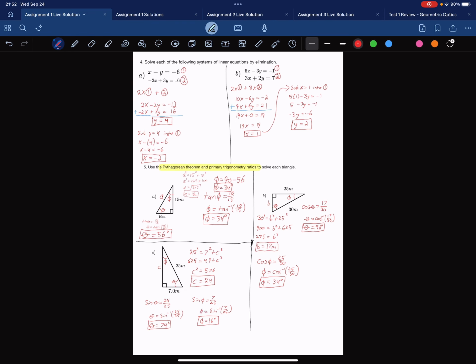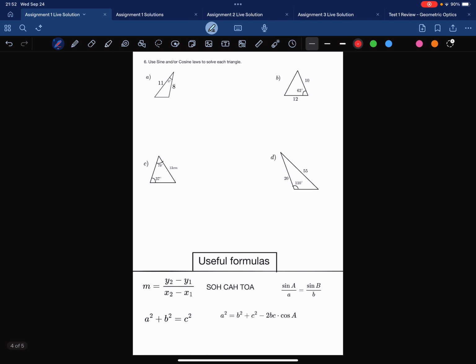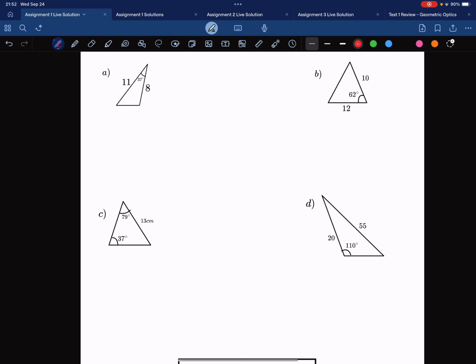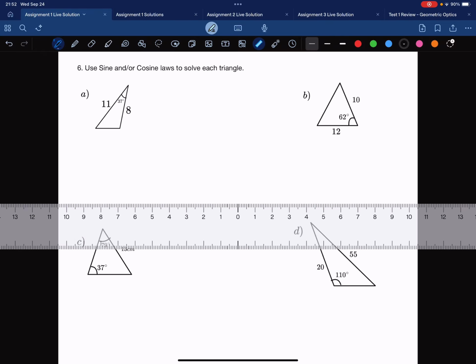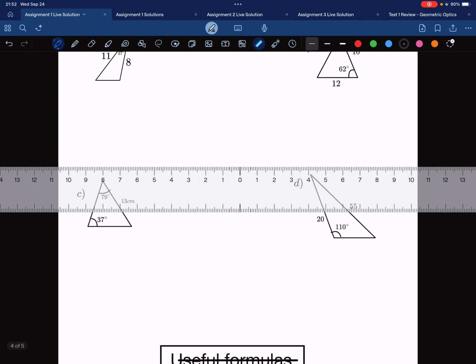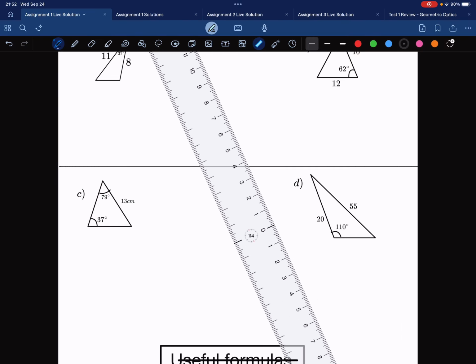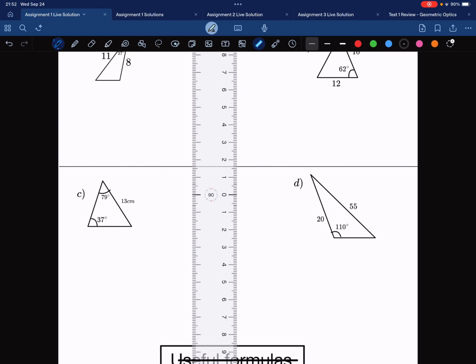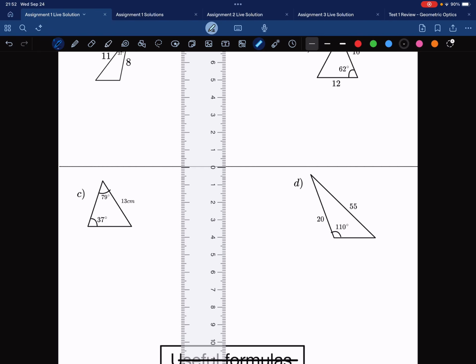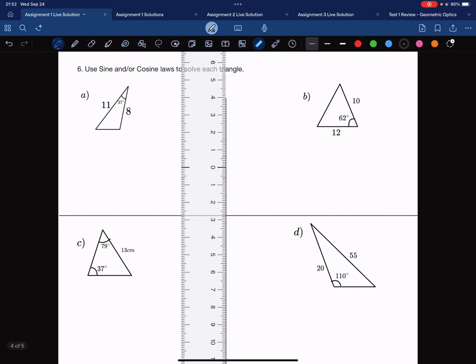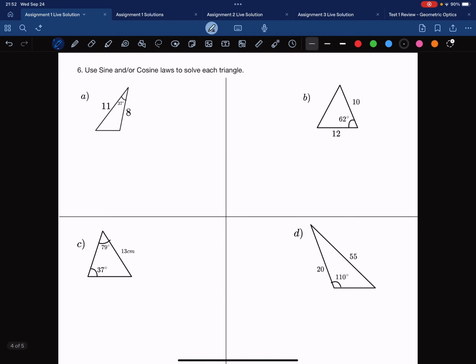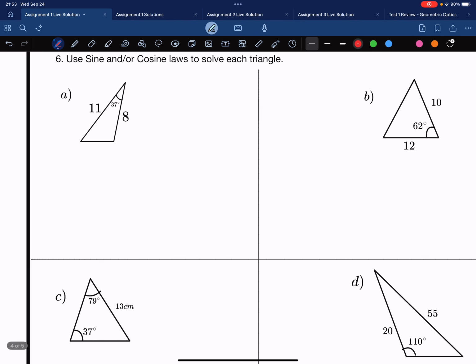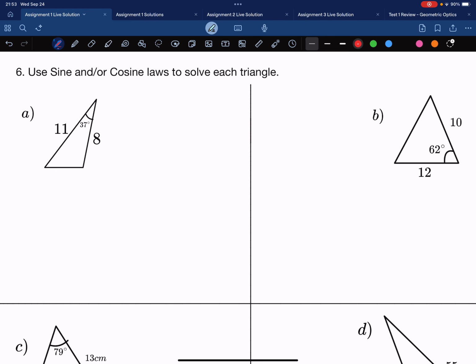So on to 6. This one is very similar. I'm going to divide up these questions in a way that gives me some good space for all of them, and I'll put that kind of down the middle. Okay, get rid of the ruler now. Okay, so that gives me some space for solutions.